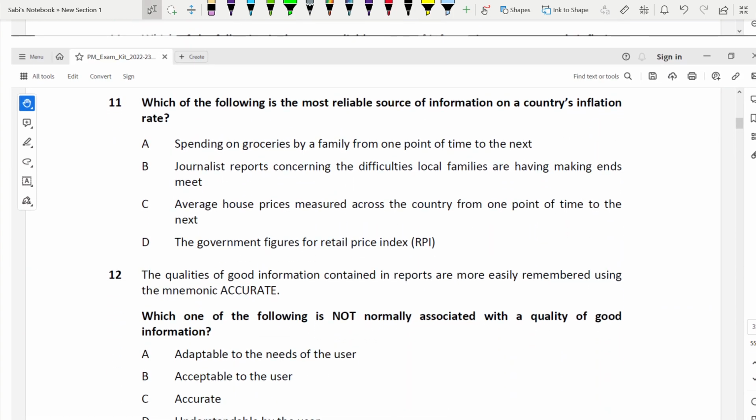11. Which one of the following is the most reliable source of information on a country's inflation? First one, spending on groceries by a family from one point to next. Second, journalists reporting that families are having difficulties making ends meet. C, average house prices measured across a country from one point to next. D, government figures for RPI. Yes, this is reliable.